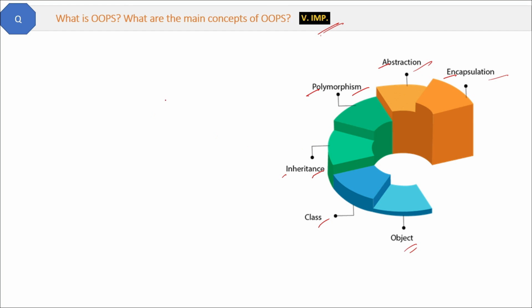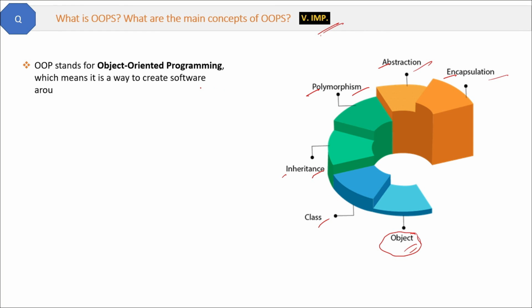Now, if you see the diagram here, object is the first concept of OOPS. Therefore, OOPS stands for object-oriented programming, which means it is a way to create software around objects. And using all these concepts, OOPS provides a clear and clean structure for the software and web applications.